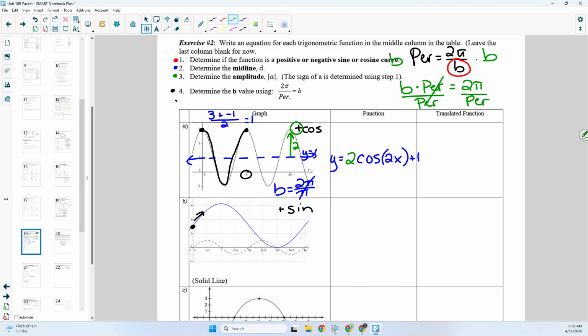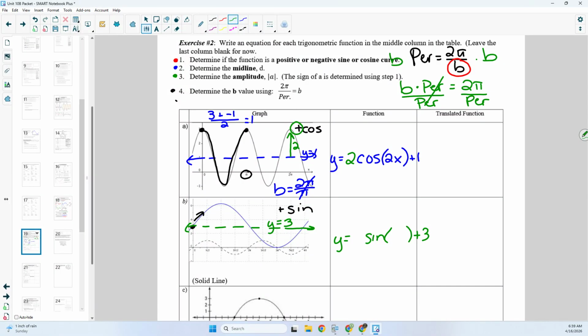That midline is 3. Okay, so my d value is 3. So to set this up, we have something with a sine, and then parentheses, and then I would do a plus 3 at the end.